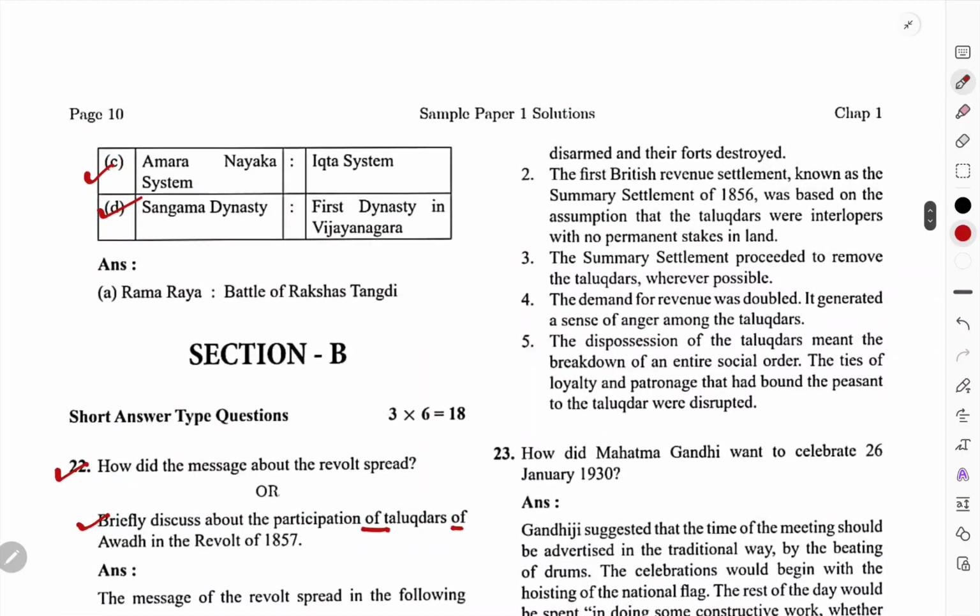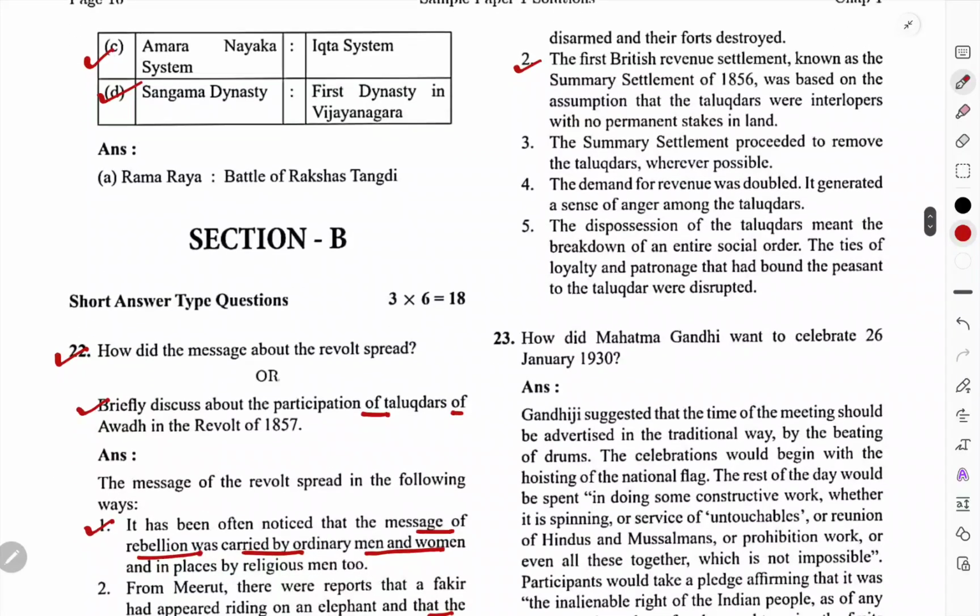disarmed and their forts destroyed. The British revenue settlement, known as the Summary Settlement of 1856, was based on the assumption that the Talukdars were interlopers with no permanent stake in land. The summary settlements proceeded to remove the Talukdars wherever possible. The demand of revenue was doubled.